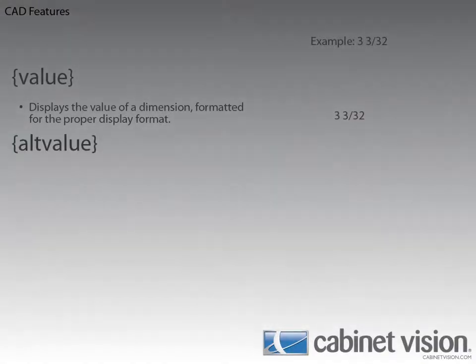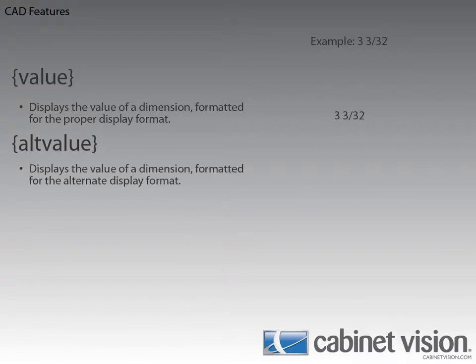Next, we have the alt value variable. This will display the value of a dimension formatted for the alternate display format. For our example, this means that alt value will display 78. This is because the alternate display format is metric, and 3 3/32 in metric is 78 millimeters.